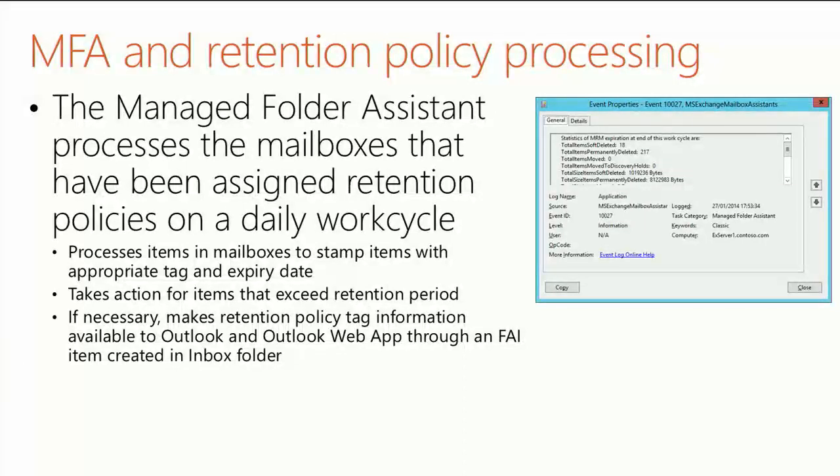And indeed, here we go. There's the event. Okay, in this case, you can't read it. This event just tells us that we've come out of a work cycle and what it's processed. So when it's processing a mailbox, it's looking at each item in the mailbox, and it's going to stamp them with the appropriate tag and the expiry date. So an expiry date is actually stamped on each item.